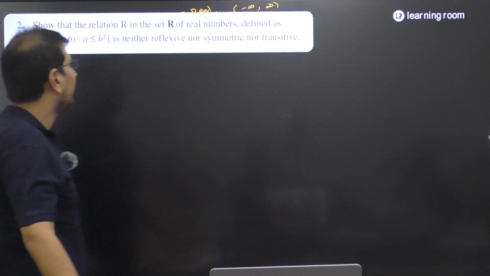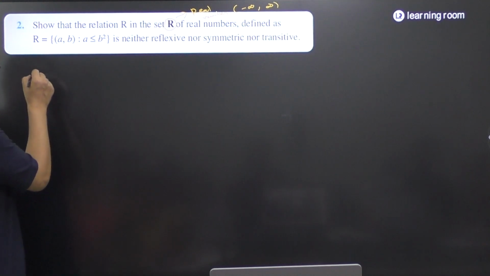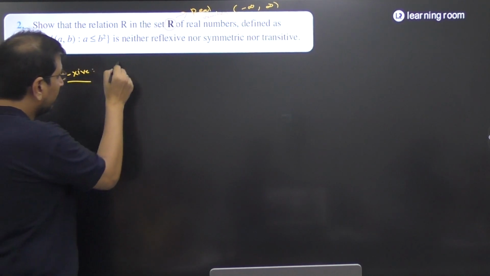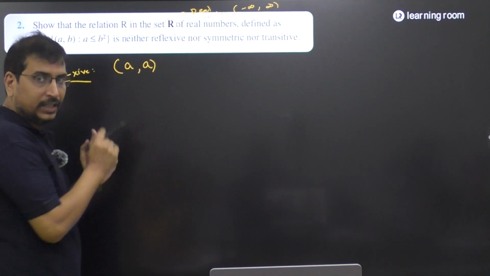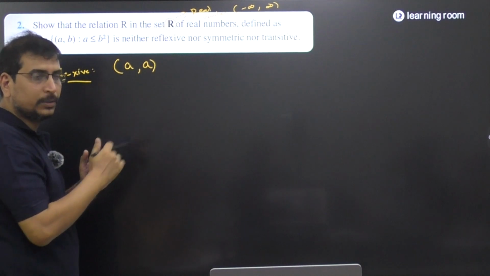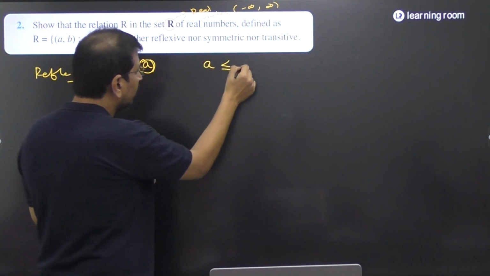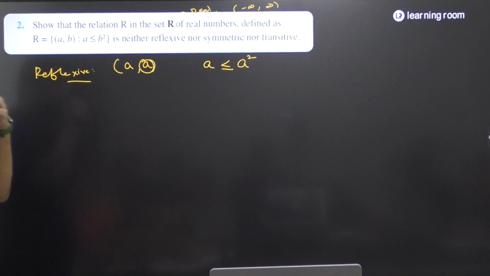A is less than or equal to B square. A is neither reflexive nor symmetric nor transitive. So how to do this? So for reflexive, what am I supposed to do? Does (A, A) belong to R? If I take the element (A, A), what condition is it supposed to satisfy? A should be less than or equal to A square. Obviously not possible. It cannot be equal also.